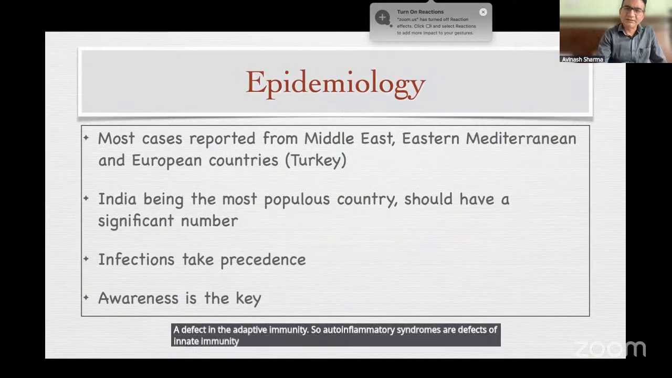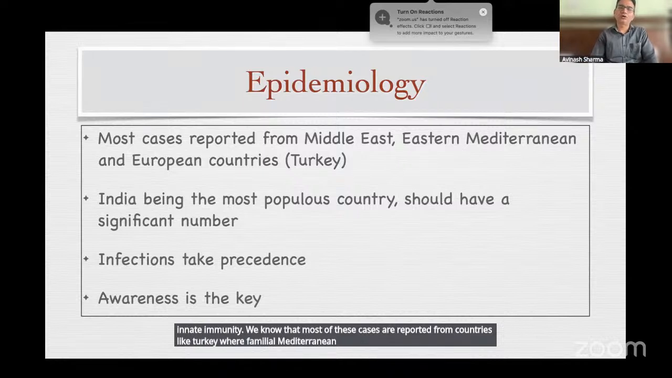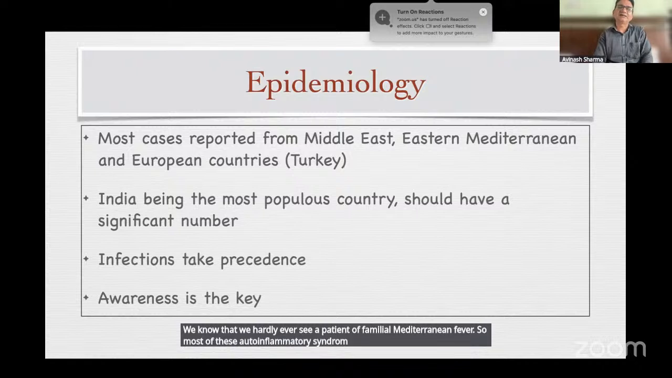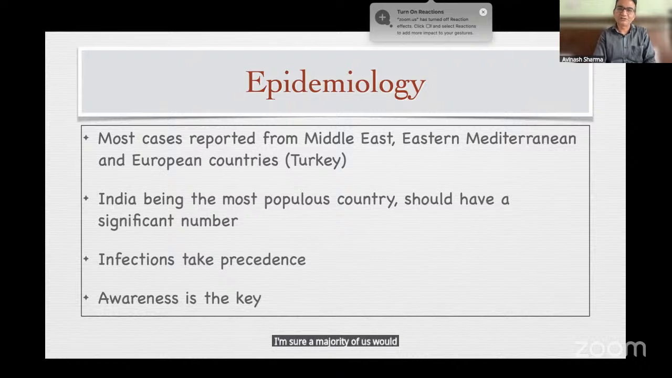We know that most of these cases are reported from countries like Turkey, where familial Mediterranean fever is so common that it is in fact the most common autoinflammatory disorder in the world. Whereas we hardly ever see a patient of familial Mediterranean fever. So most of these autoinflammatory syndromes are reported from countries like Turkey, but I believe that India, now being the most populous country, there should be no reason why we should not have a significant number of these conditions. But I'm sure a majority of us would not have seen a patient of autoinflammatory syndrome.